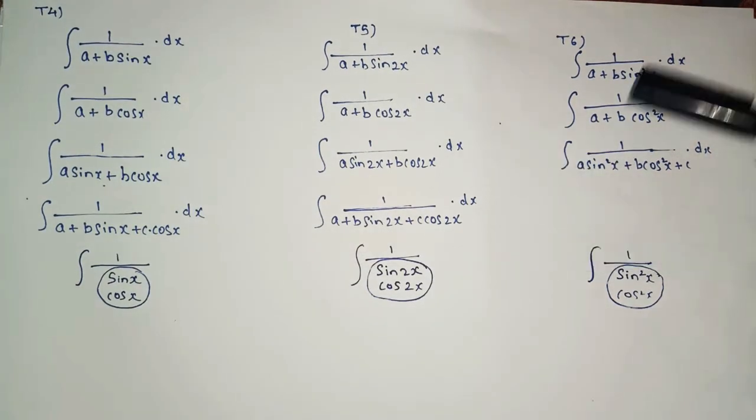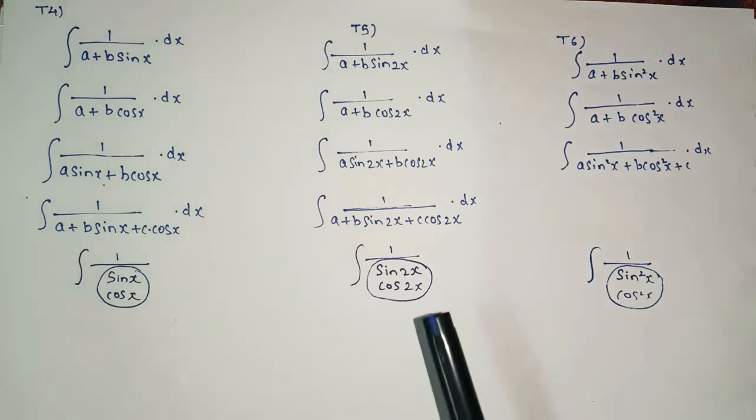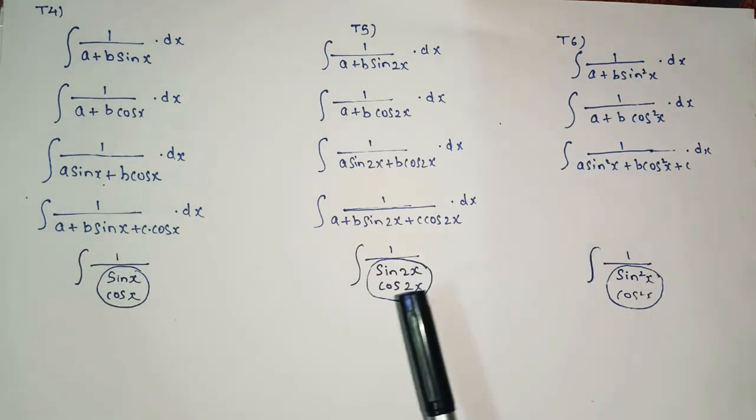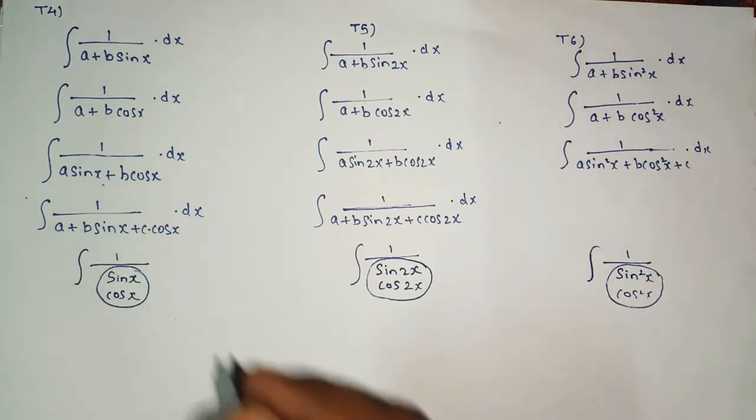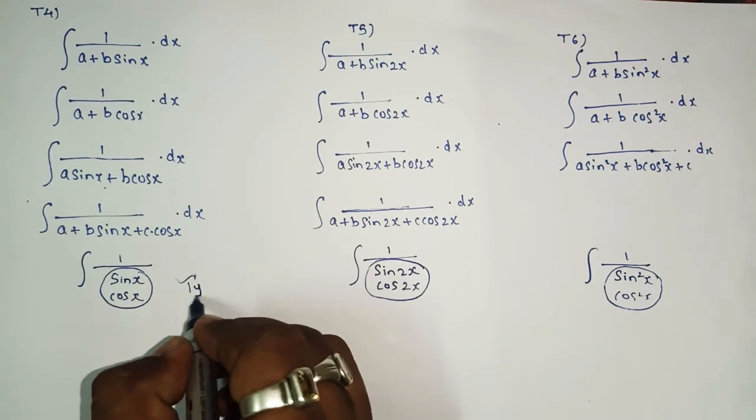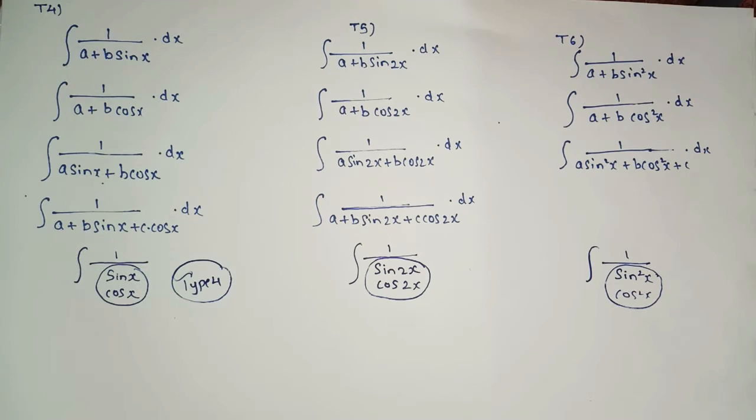These are the formats of the question. In simple language, remember type number 4 as sin x cos x, type number 5 as sin 2x cos 2x, and type number 6 as sin square x and cos square x. So let's begin with type number 4 first. Let's see the format, the methods and the steps, what all we have to do and how to find the answer for the particular integral question.